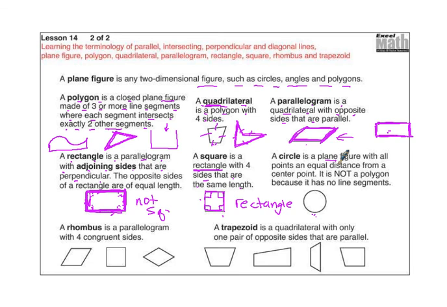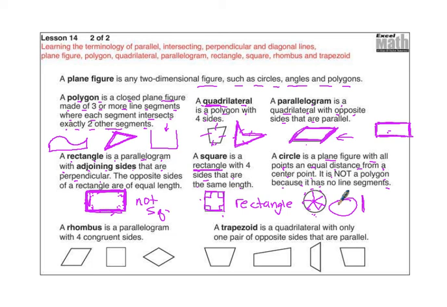A circle is a plane figure with all the points an equal distance from a center point. It is not a polygon because it has no line segments, has no straight lines. So to be a circle, it has to have a line that goes around that's equidistant, or the same distance, from the center all the way around. This would not be a circle.